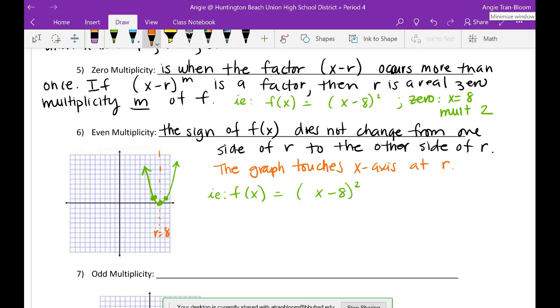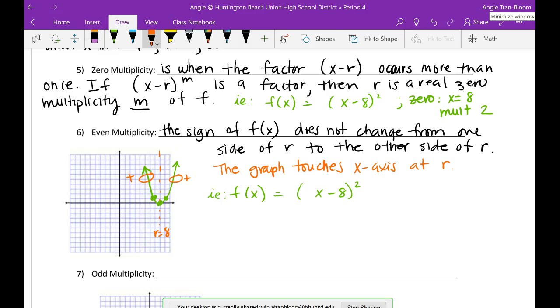The sign doesn't change. What does it mean by the sign doesn't change? Yeah, the sign of f of x. By the way, f of x, give me another variable. Y. What is on one side of r? What's the sign on this side of r? Positive or negative? Positive. Go to the other side of r. It's also positive. That's what it means by the sign. Here, this is positive. This is also positive. The sign of y does not change from one side of r to the other.